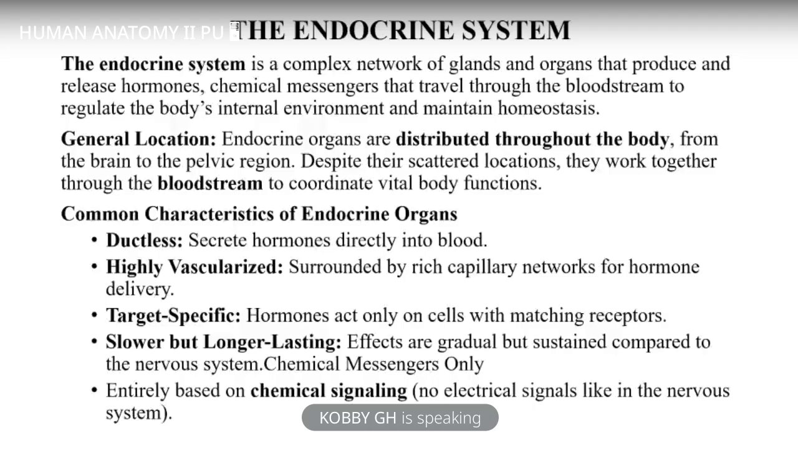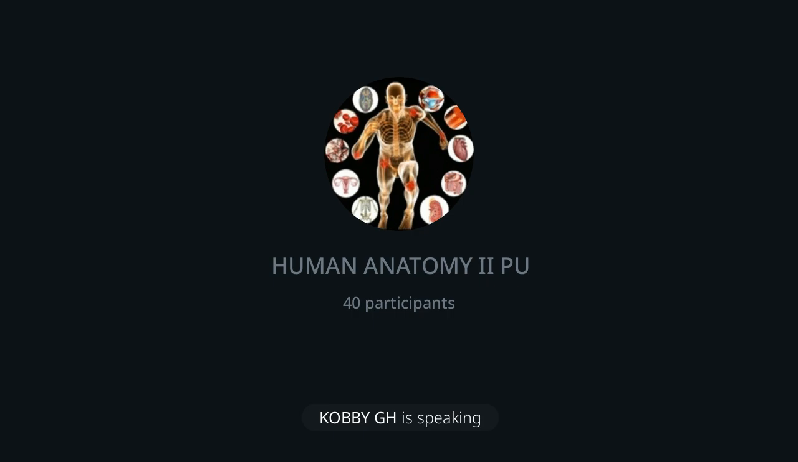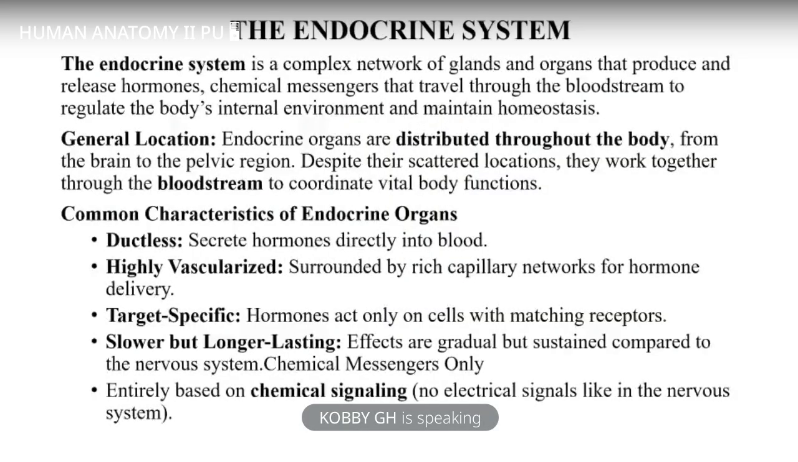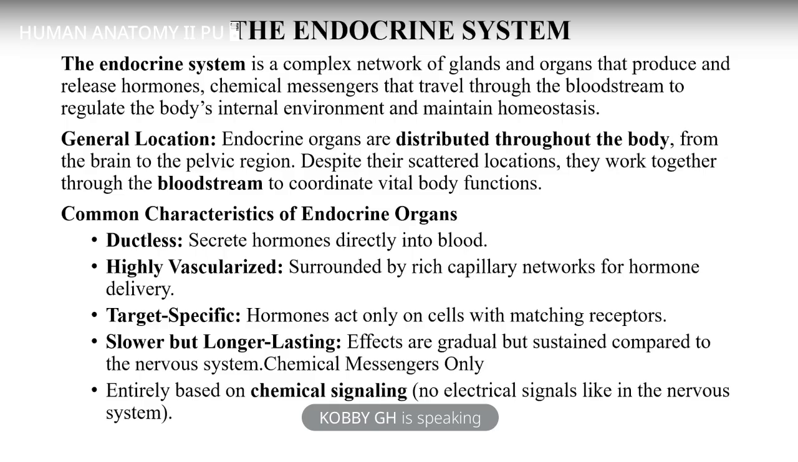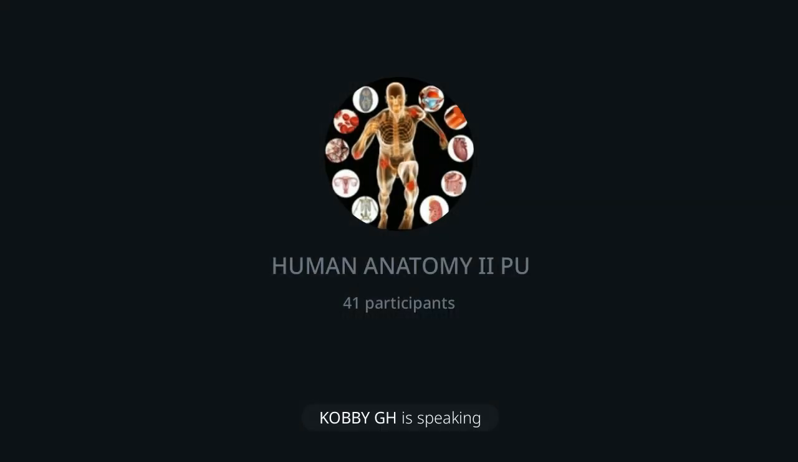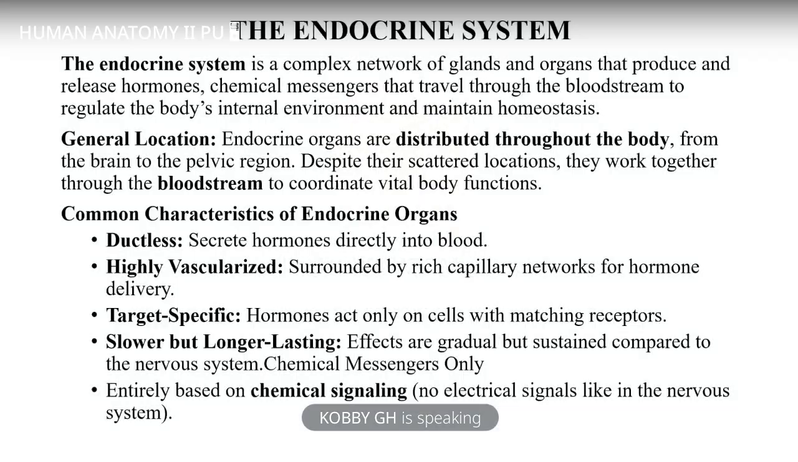Okay, and we also learned that this system is one of the slow systems. When it comes to how they go about their processes, they are very slow, but whatever is done by the endocrine system lasts longer. They are slow but long lasting. That is one characteristic of the endocrine system. So generally, the characteristics of the endocrine system organs are that they are ductless, highly vascularized, target specific, and slow but longer lasting. Is that okay?